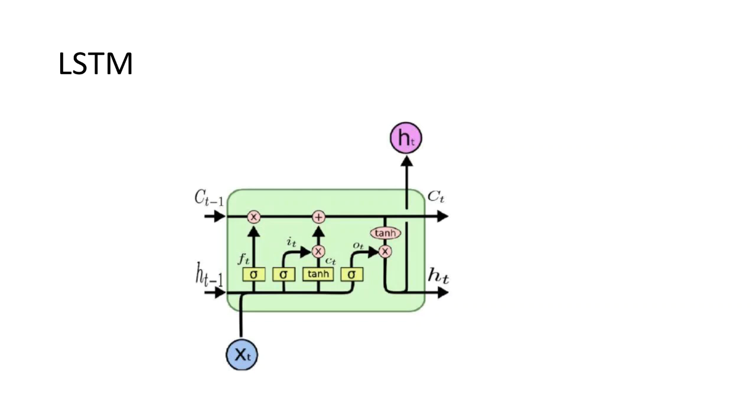So firstly, we have the LSTM, which is a long short-term memory network, which is a type of recurrent neural network capable of learning order dependence in sequence prediction problems. This is typically used for machine translation, speech recognition, and other similar domains.